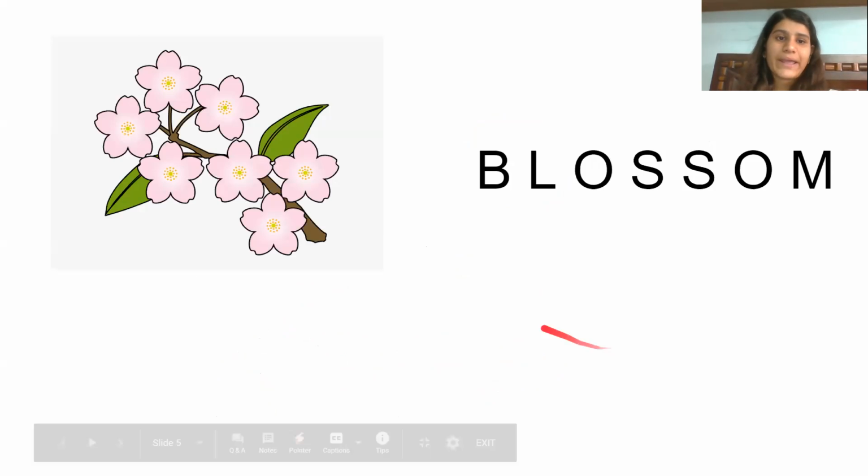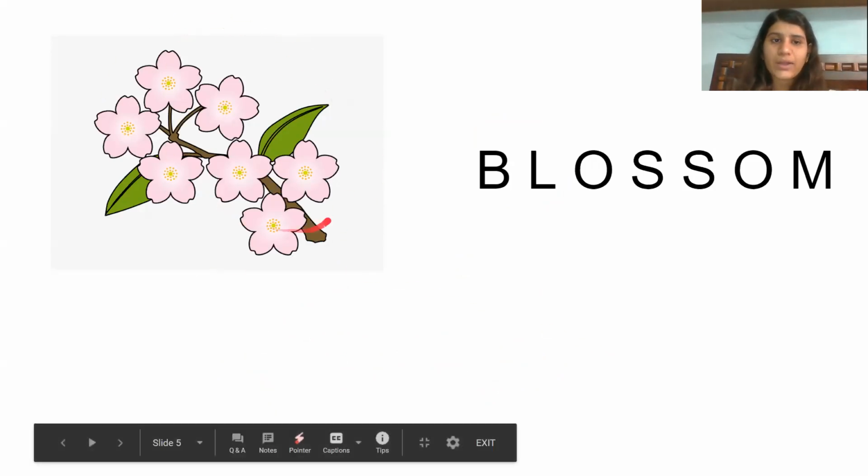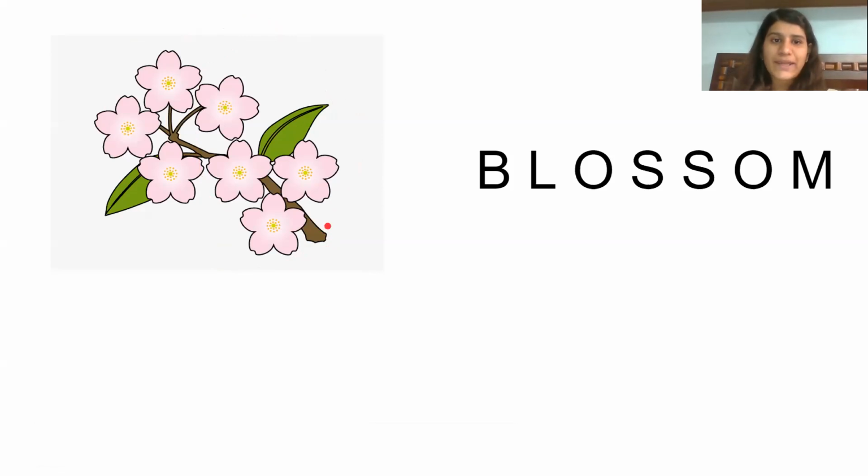And next word. This is the picture of a flower. It is known as a cherry blossom. What is it known as? Cherry blossom. So in blossom, where do you hear the sound bl? Is it in the beginning, middle or end? Let's break it. Bl, o, s, o, m. Blossom. It is in the beginning.